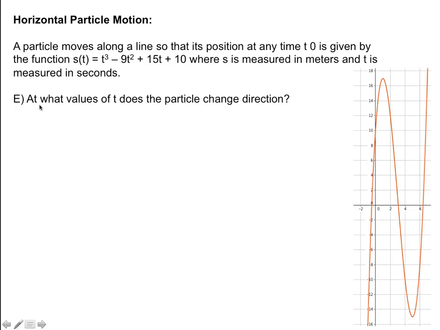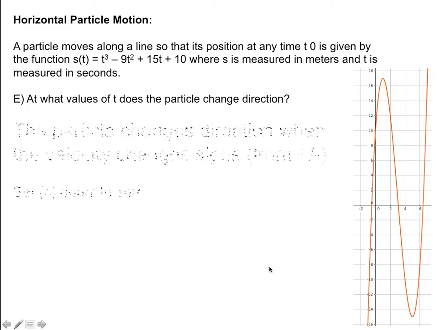For part E, it says at what value of t does the particle change direction? So when we change direction, that means we're turning around. So we turn around here. We're going from away to coming back. And then we're here, same thing, we're going from away to coming back to our original position. So if you notice, that happens at the hills and the valleys. And we know the derivative at the hills and valleys is 0.